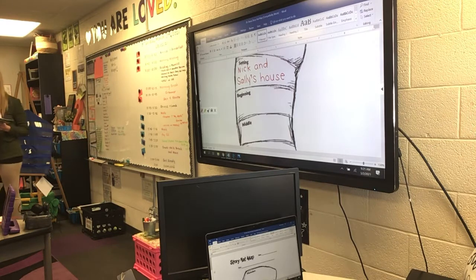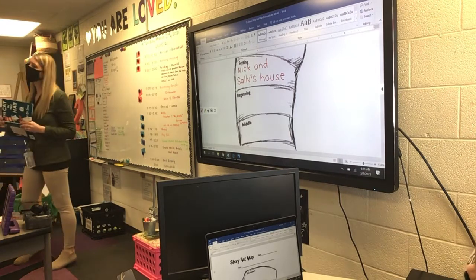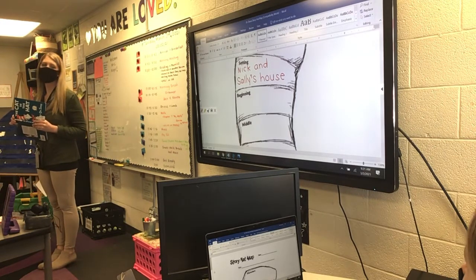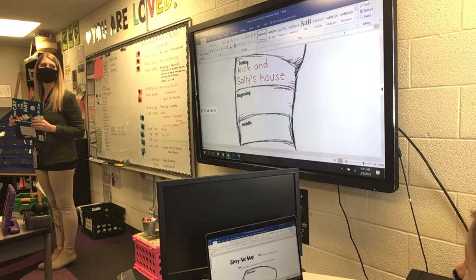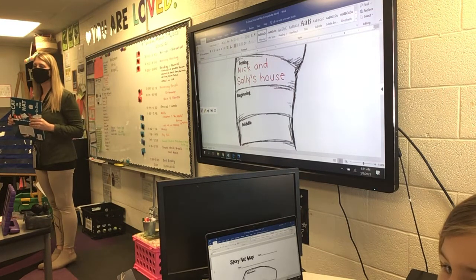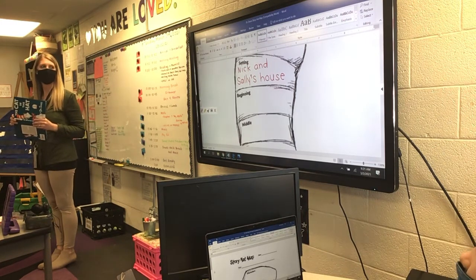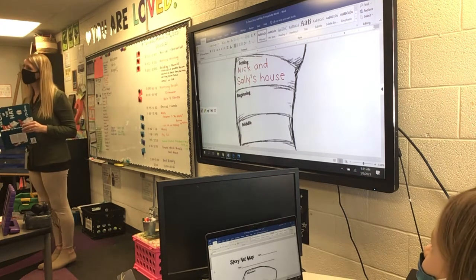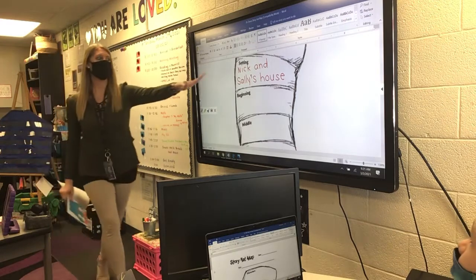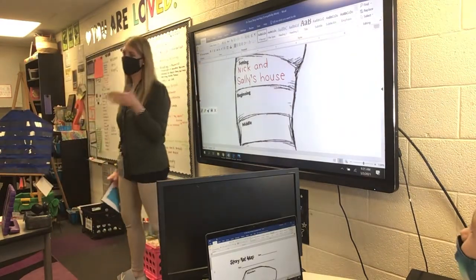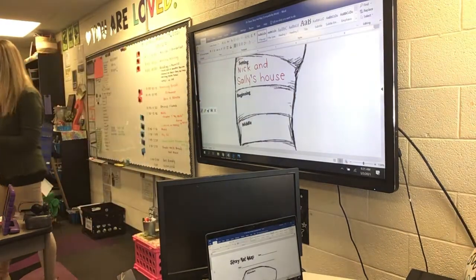S-A-L-L-Y. You remember, like in Mickey Mouse Clubhouse, they spell M-I-C-K-E-Y because they're spelling Mickey. And they put an M for Mickey. Yeah, very similar.